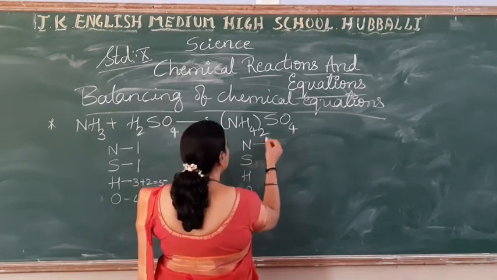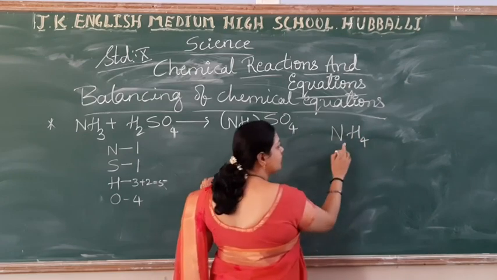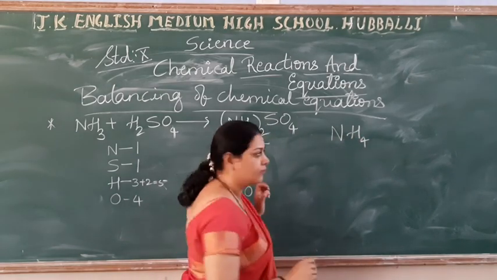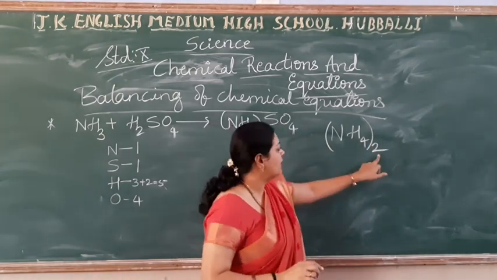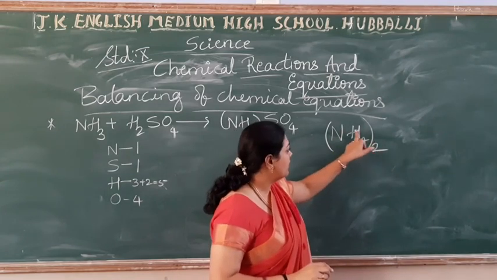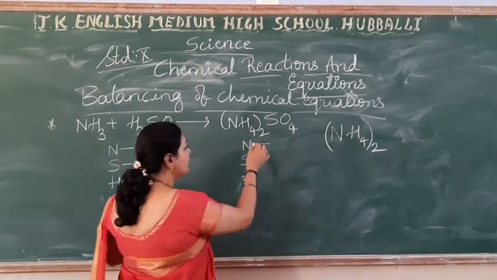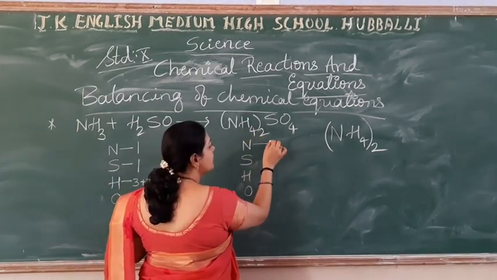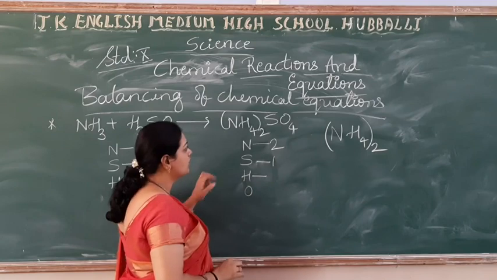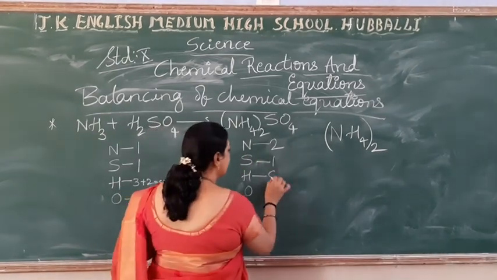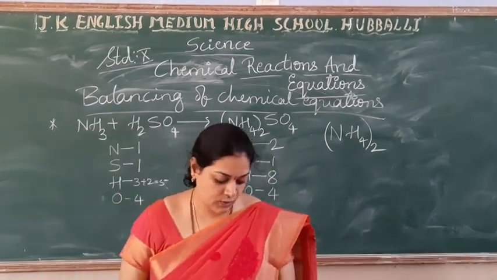So product side, it is (NH4)2. I told you how to do. See students, NH4 means 1 nitrogen, 4 hydrogen. But this you are multiplying with a 2. What is the meaning? This 2 you are multiplying with nitrogen, and this 2 you are multiplying with the number of hydrogen atoms. Now tell me how many nitrogen atoms will become? 2. Sulfur 1, hydrogen 4 2s are 8 atoms, oxygen 4. Hope you are understanding students?